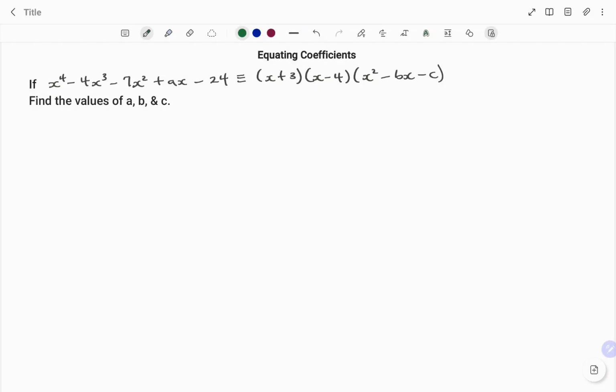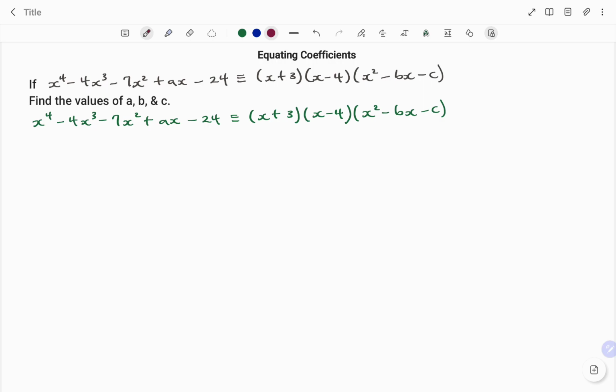In this video, I'm going to show you how to solve the following polynomial identities by using the method of equating the coefficients. If x⁴ minus 4x³ minus 7x² plus ax minus 24 is equivalent to (x plus 3) times (x minus 4) times (x² minus bx minus c), find the values of a, b, and c.